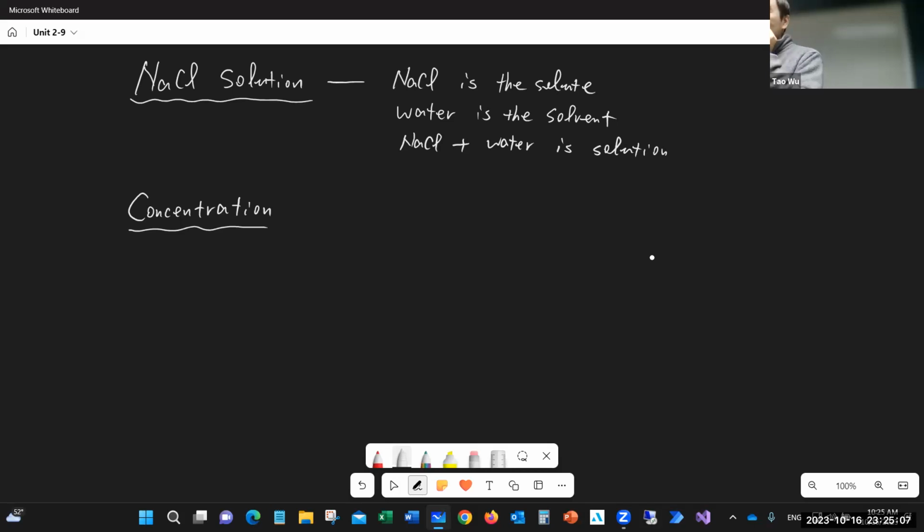Okay, so anyway, that is the concentration. This is also concentration, but here in Chem 1, we're not using that concentration. We're using another way to represent concentration. It's called molarity.